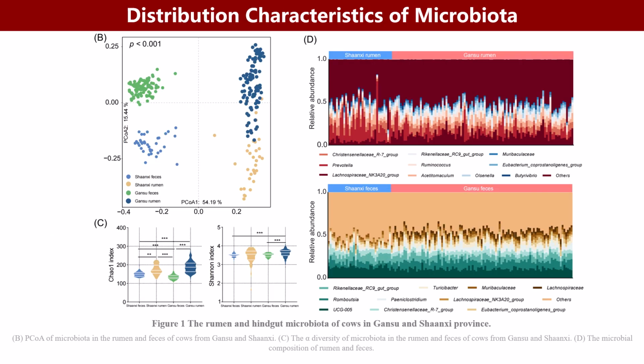First of all, this study found that there are significant spatial differences in the microbial composition of the rumen and fecal matter of dairy cows. The microbial diversity in the rumen is significantly higher than that in the hindgut, and the geographical region significantly affects the microbial community structure. Prevotella and Lachnospiraceae are dominant in the rumen, while the feces are rich in Ruminococcaceae, which lays the foundation for subsequent studies on the differences in resistance genes.